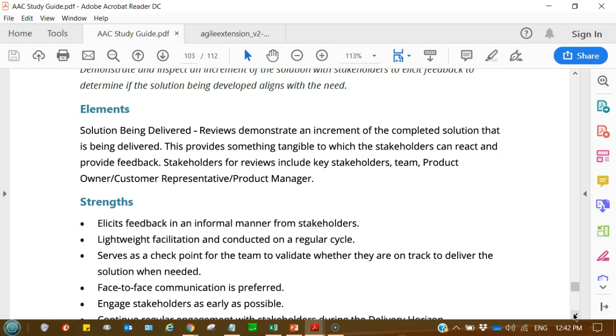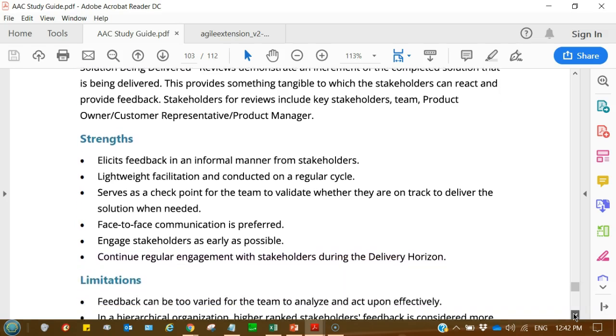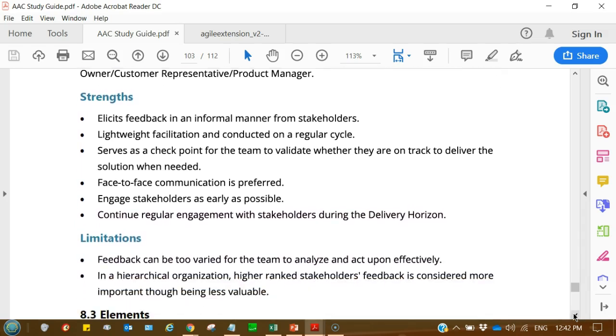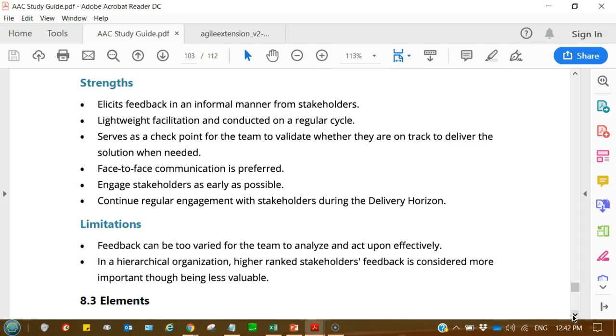Again, the strengths of review, obviously, if you're reviewing on a regular basis, theoretically, you're getting the input that you need to ensure that what you're doing continues on the right path and continues to be correct. You can do these lightweight and informal. They don't need to be formally done.